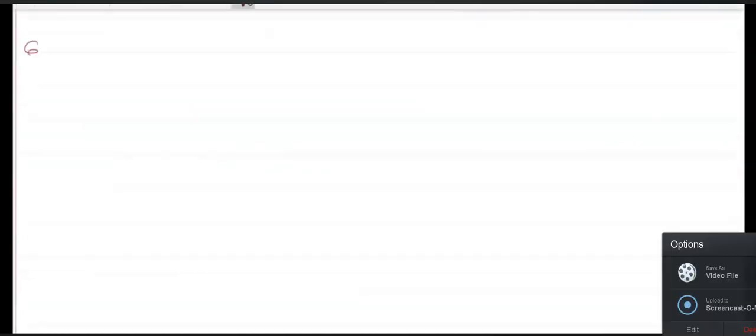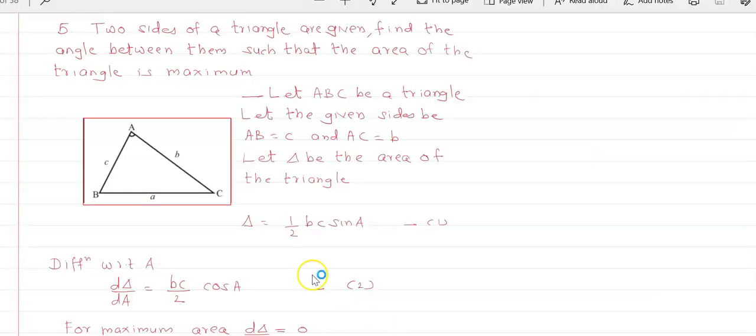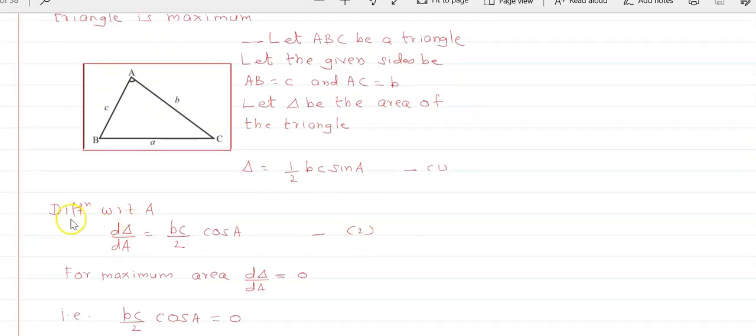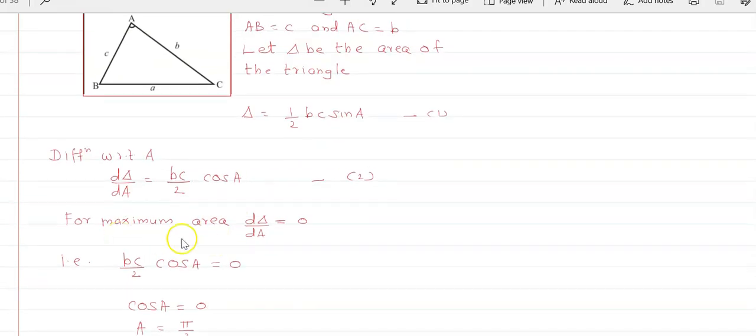Now again we will see this here. Let ABC be a triangle. Let the given sides AB is equals to small c, AC is equals to small b. Let delta be the area of the triangle. Delta is equals to 1 upon 2 BC into sin A. Now differentiate this with respect to A. D delta upon dA is equals to BC upon 2, derivative of sin A is cos A. For the maximum or minimum, we always equate the first derivative to 0. Therefore, d delta upon dA is equals to 0.